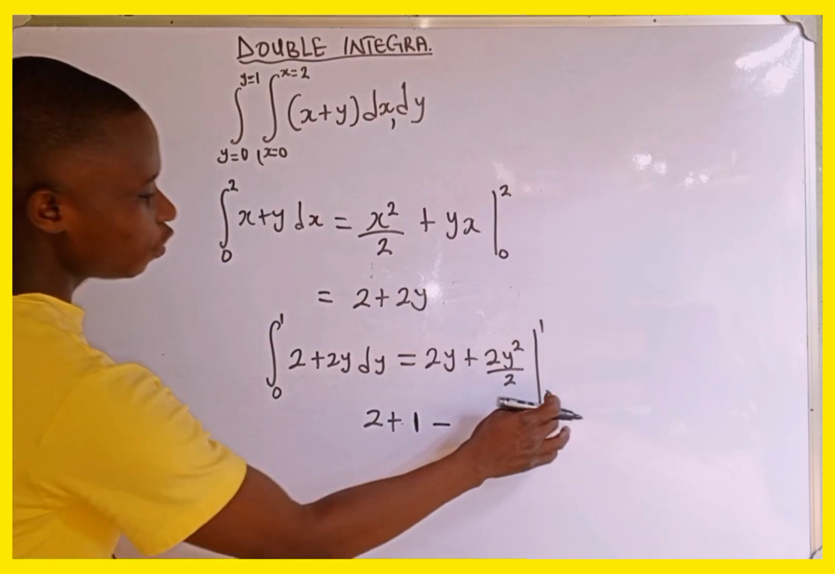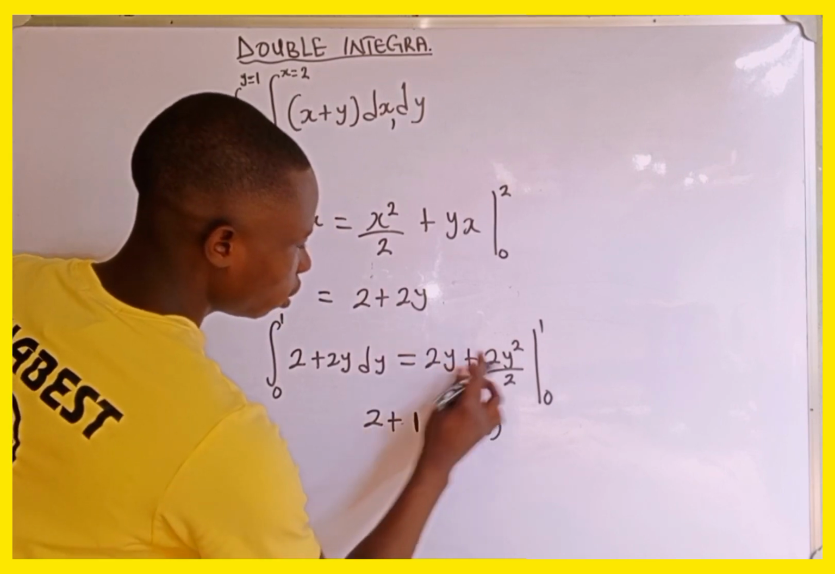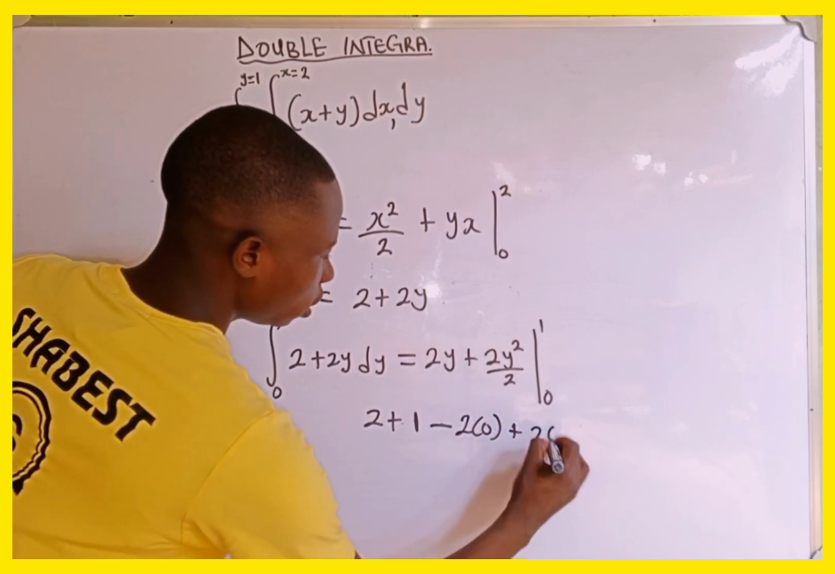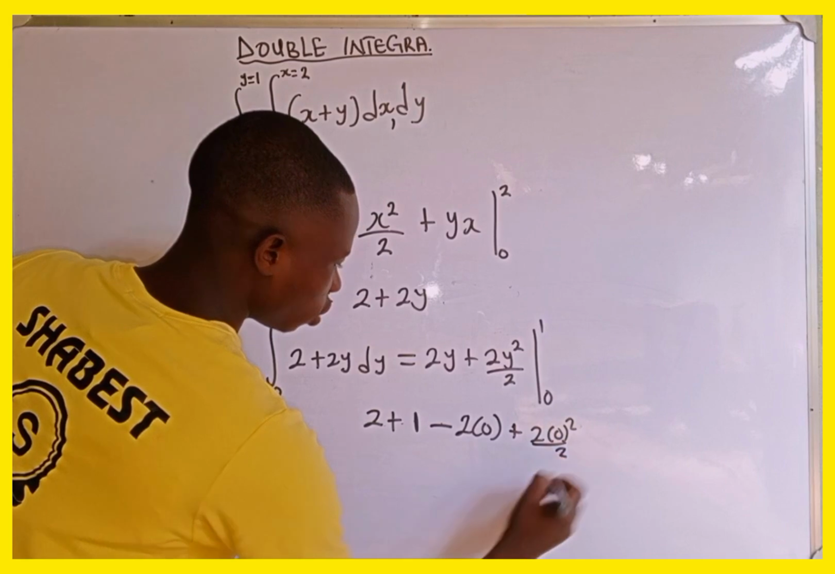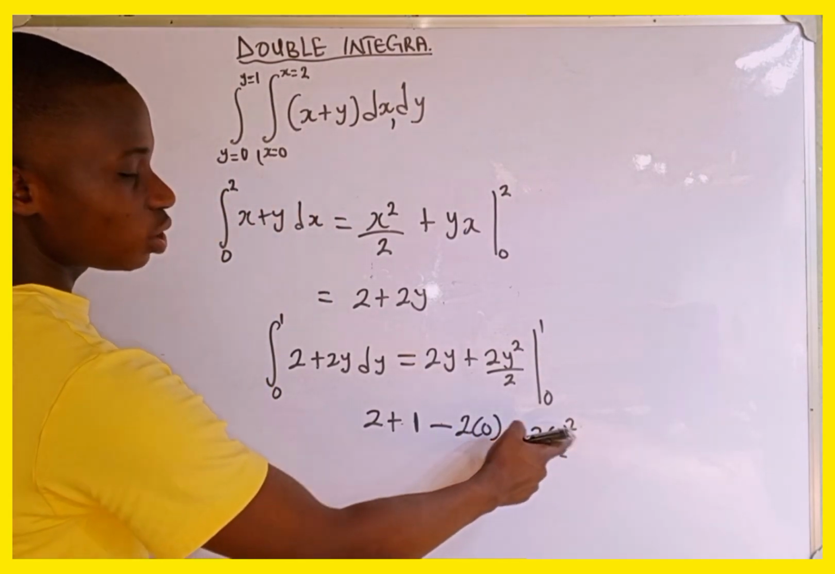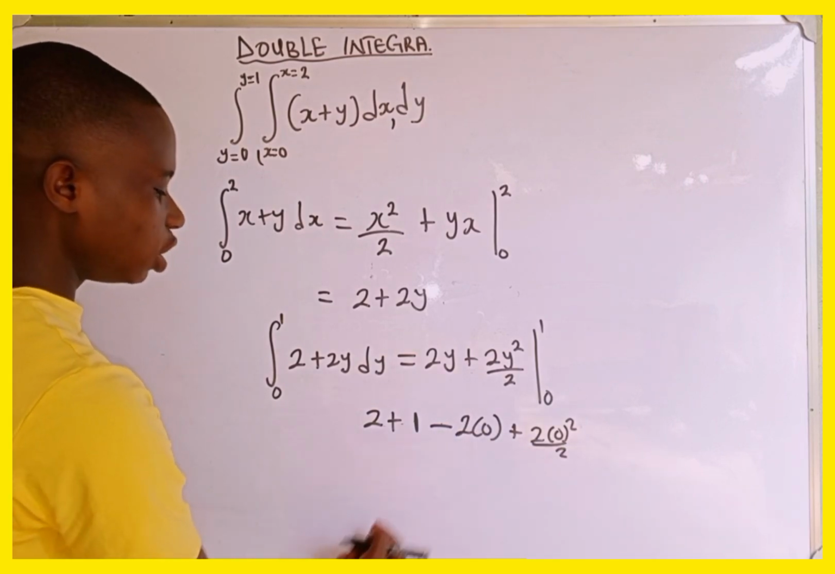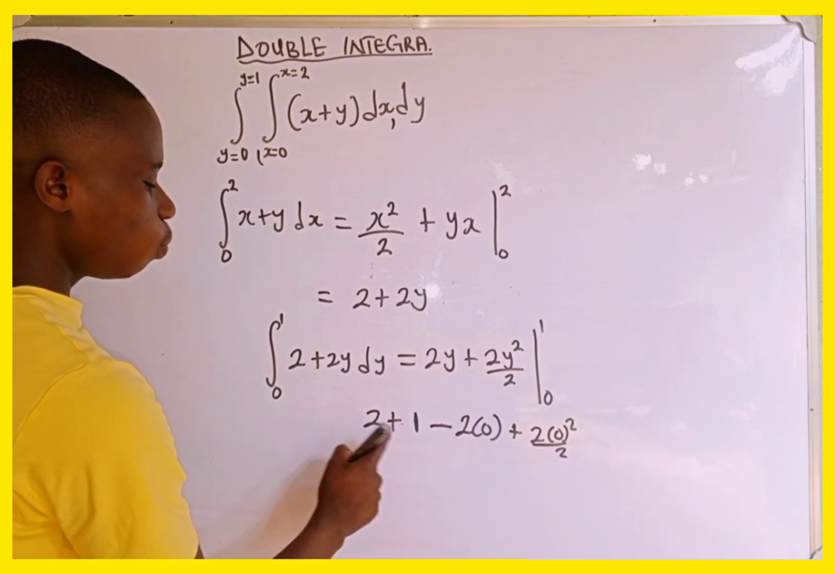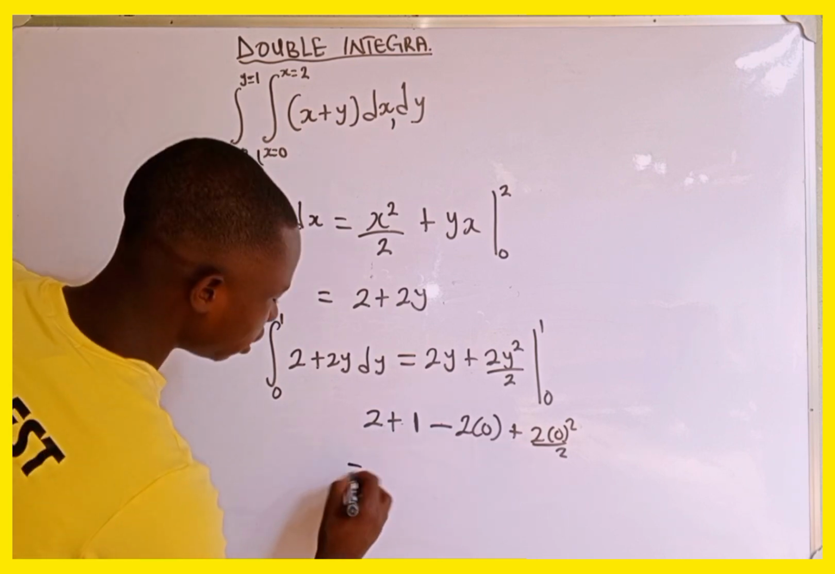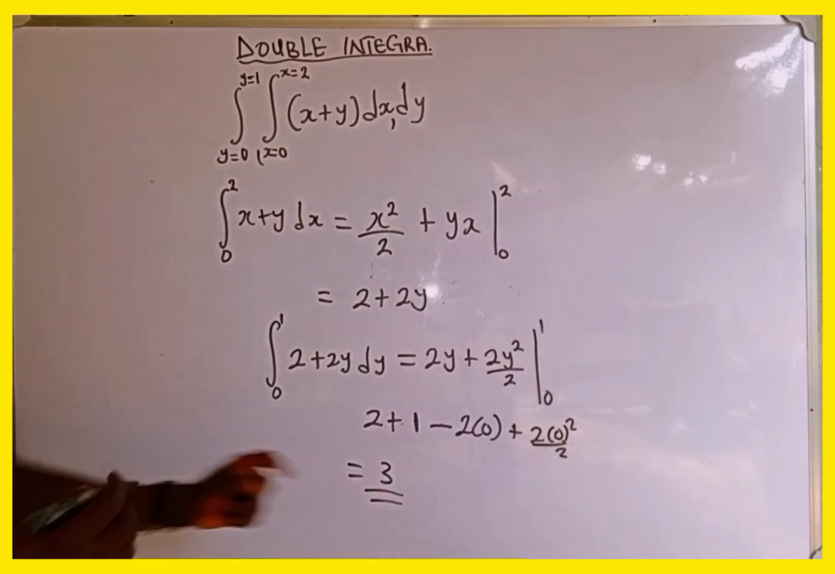Then minus, if you substitute the lower bound, which is 0: 2 times 0, plus 2 times 0 squared over 2. 2 multiplied by 0 is 0, and 2 times 0 squared is 0. So 0 plus 0 is going to be 0. So we are left with 2 plus 1 minus 0, which is 3. Therefore, the answer to this integral is going to be 3.